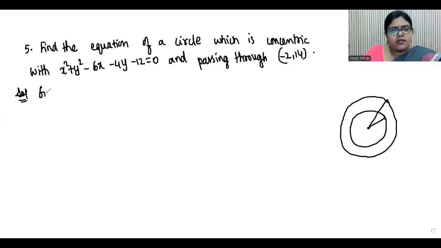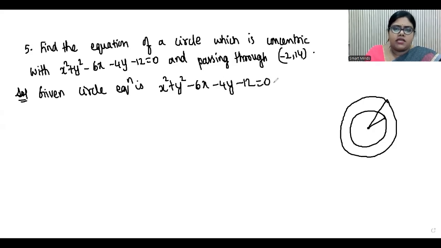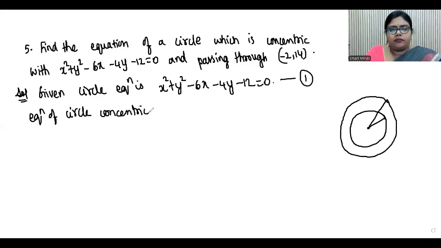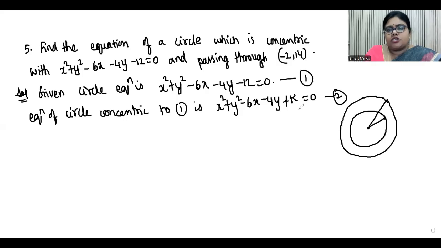Now, first let us see what the given circle equation is. Given circle equation is x square plus y square minus 6x minus 4y minus 12 is 0. Let's say this is equation number 1. Now, if you want to find out the equation of a circle concentric to the first equation, then the whole equation will be the same, only the constant changes. So in the place of constant, we write plus k. Now let's say this is equation number 2.